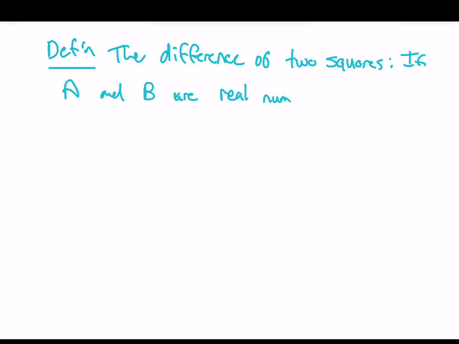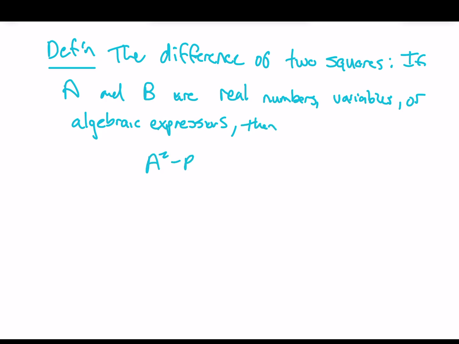If A and B are real numbers, variables, or algebraic expressions, then A squared minus B squared can be rewritten in a factored form as A plus B times A minus B. Okay, let's try an example of that.